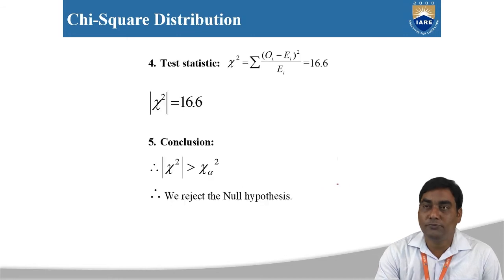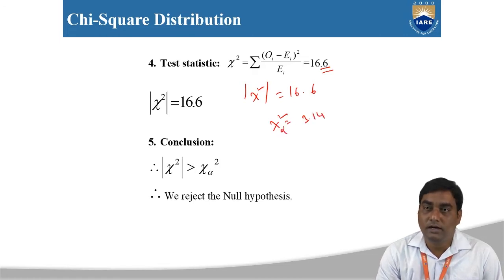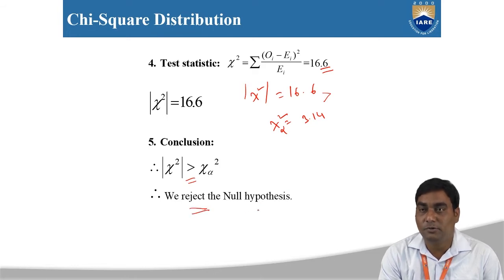Step 4 we have calculated in the previous slide, which is 16.6, so mod chi-square is 16.6, and in step 3 the chi-square alpha value is 3.84. Now, in the last step, the conclusion: according to the values of mod chi-square and chi-square alpha, we compare them. Mod chi-square is greater than chi-square alpha, which means we reject the null hypothesis according to the procedure of test of hypothesis.